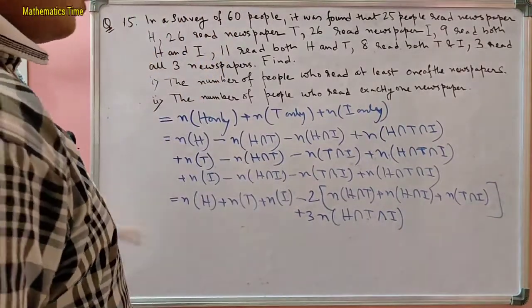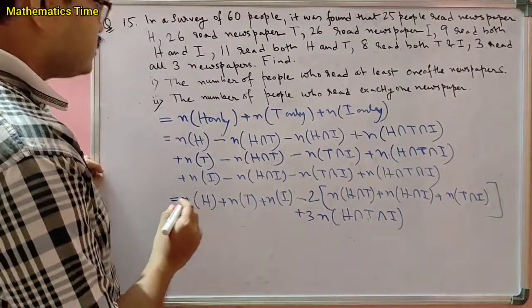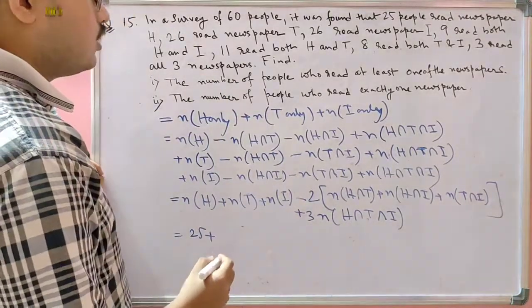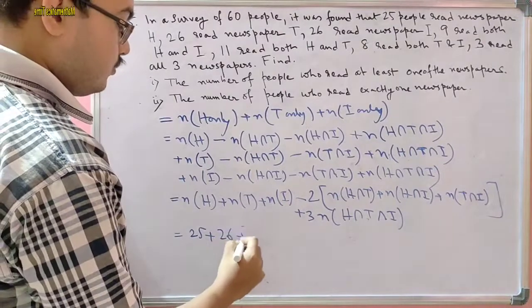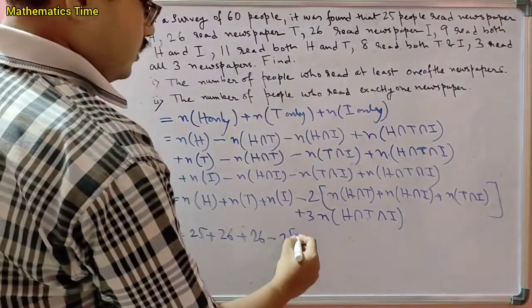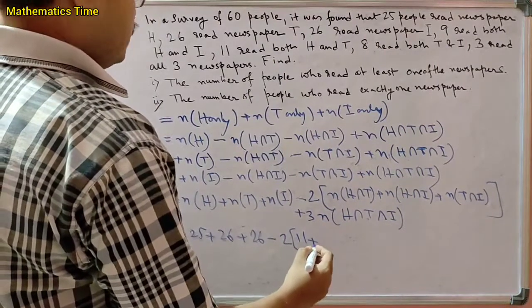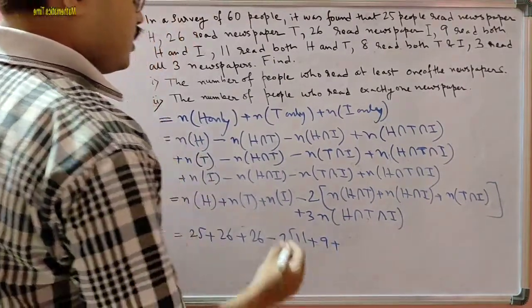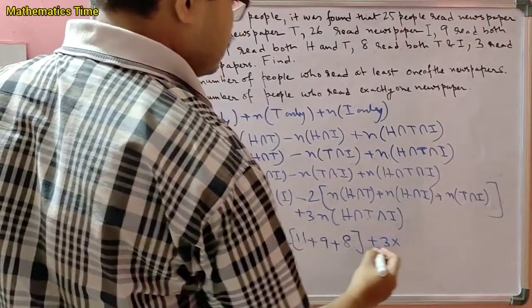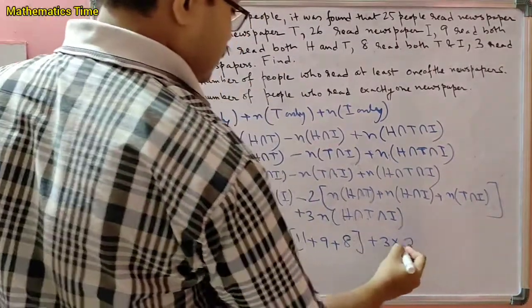So let's put the values. n of H is 25, n of T is 26, n of I is 26, minus 2. How many people read H and T? 11. How many people read H and I? 9. How many people read T and I? 8. And plus 3 into, how many people read all 3? It is 3. Okay, very good.